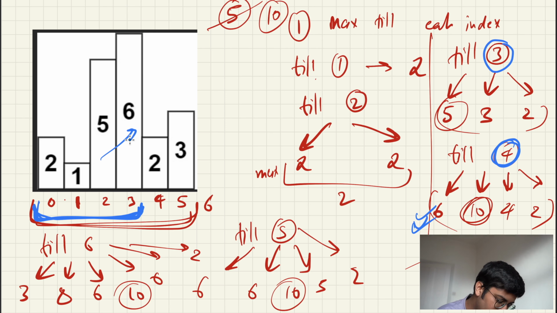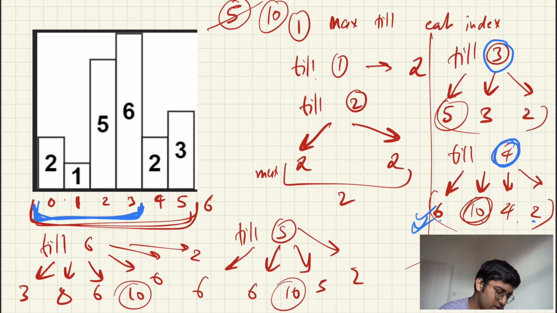Because if I talk about till 4, which is 6, 10, 4, 2, and I talk about till 3, which is 5, 3, 2, I know the adjacent one is greater than the current one. Then can I not just say, if this is greater, then I know I'm going to take it? Why can't I just take it?